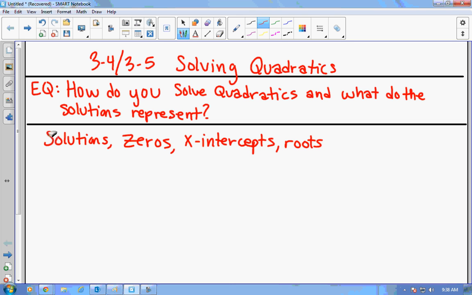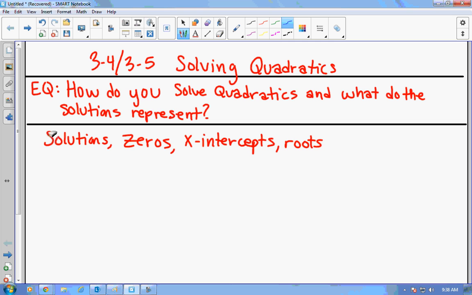zeros, x-intercepts, and roots. So, they kind of throw you off on questions on your SAGE test and your book. They mix them up. Sometimes it asks for what are the roots. Sometimes it asks for what are the x-intercepts. Sometimes it asks for what are the zeros, or what are the solutions. All of those do the exact same thing. They all mean the same thing.